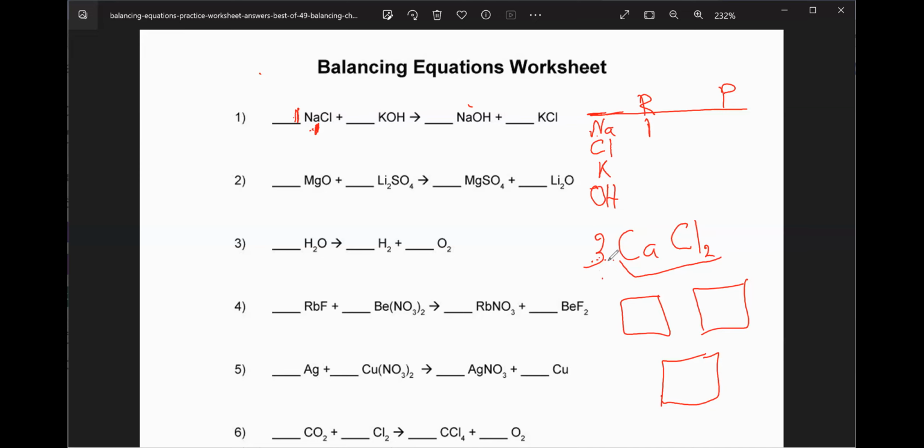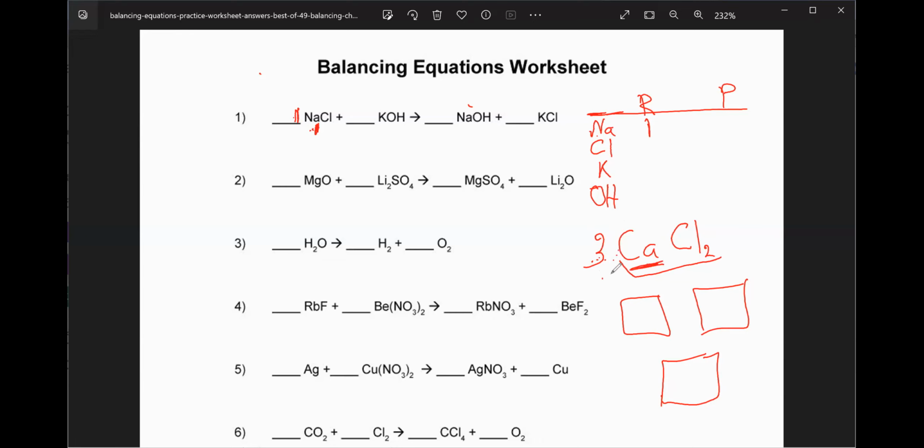Okay, so inside, do you see? Because I have to say this is a molecule. This is not an element. Calcium by itself is an element. Chlorine by itself is an element. But all together it is a molecule. It's a compound. So I have 3 molecules of calcium chloride, as if you have 3 boxes of chocolate.